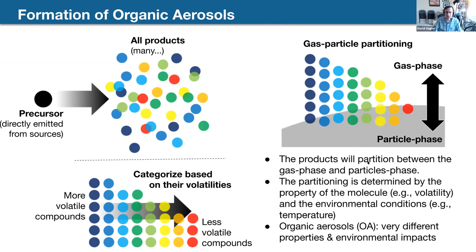And then the products will partition between the gas phase and the particle phase. We care about how many particles end up in the particle phase versus the gas phase, because the partitioning is determined by the properties of the particle, like the volatility, and the environmental conditions. And organic aerosols have very different properties and environmental impacts.